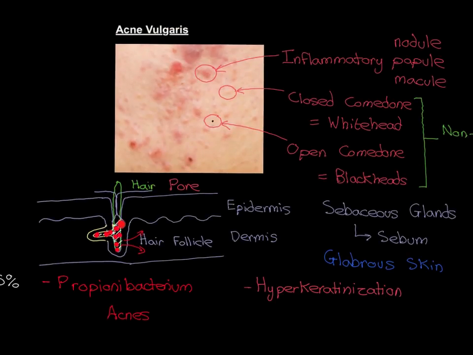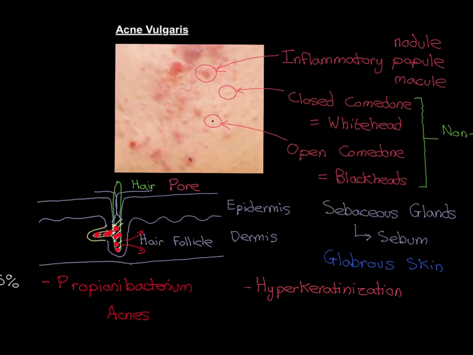So when the comedone bursts down into the dermis rather than bursting up onto the surface, that causes a problem because it then releases this infection, these bacteria that have grown in the sebum, into the dermis, and then the body causes an inflammatory reaction to try and eradicate that bacterial infection. And that is the story of the pathogenesis of acne.